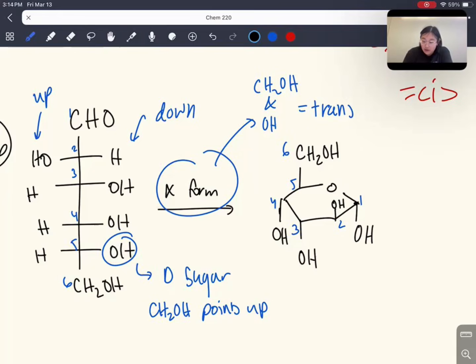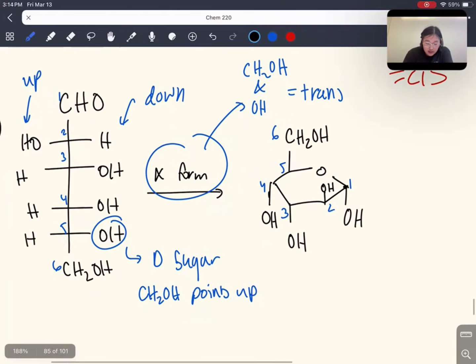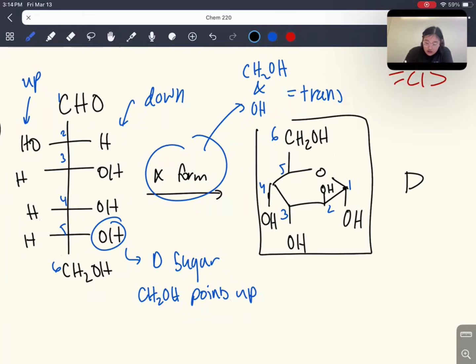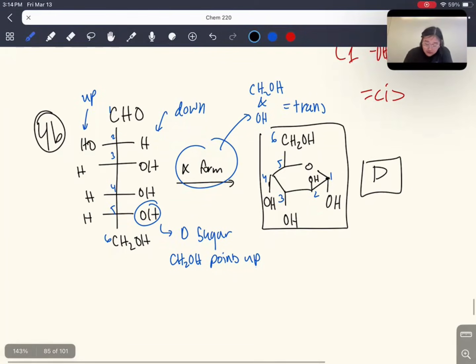And once again, because the OH group is located on the right side of our bottommost chiral carbon, that means we have a D sugar. So this is what our cyclic form would look like, and it's also a D sugar. So moving on to the next part.